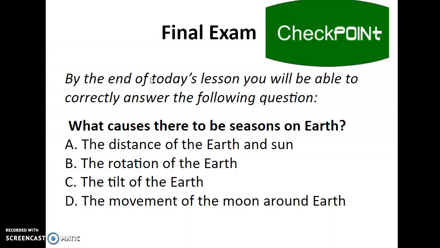And then lastly, let's ask ourselves a quick checkpoint question. So by the end of today's lesson, we want to be able to answer what causes there to be seasons on Earth. So is it A, the distance of the Earth and Sun, B, the rotation of the Earth, C, the tilt of the Earth, and D, the movement of the Moon around Earth? If you said C, the tilt of the Earth, you've really just aced this lesson.